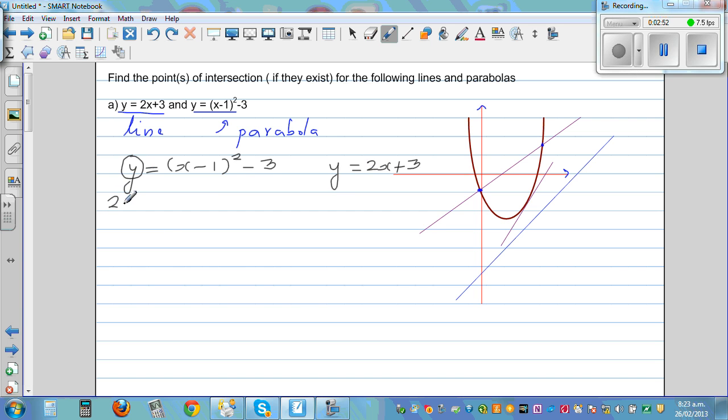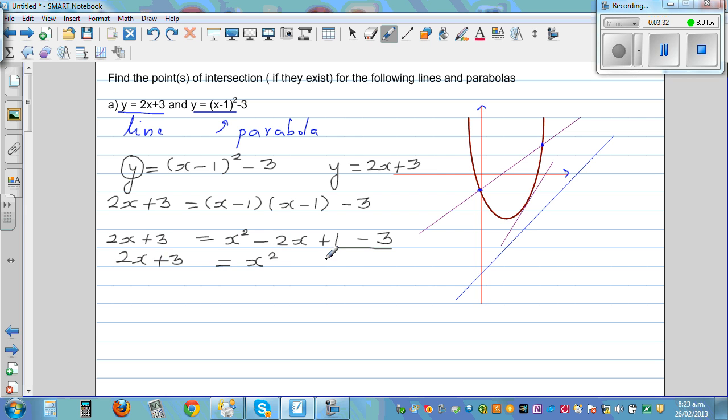So I can say 2x plus 3 is equal to, I'm going to write this as x minus 1 times x minus 1, minus 3. Those who can do it, I would like you to pause the video and try to do it yourself. So this is x squared, minus 2x, plus 1, minus 3. So 2x plus 3 is equal to x squared. Let's simplify this first: x squared minus 2x minus 2.